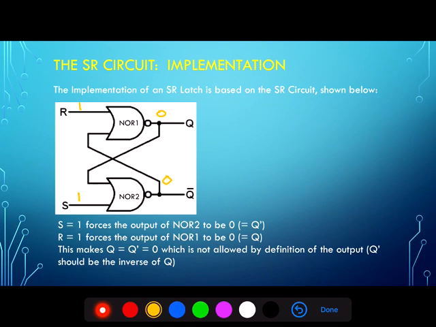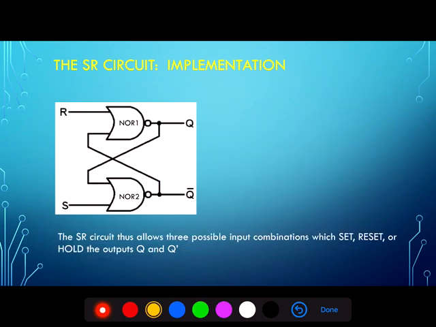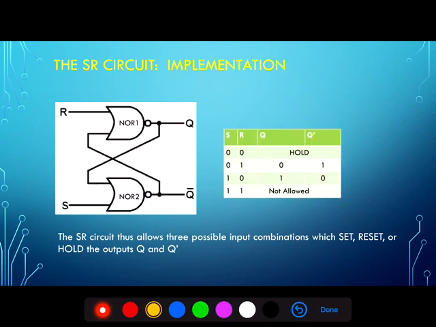It's something we want to avoid, to not violate the design intent of this SR latch. So that's where our not allowed condition comes from. And we would design the circuit such that set and reset are never 1 at the same time. So we've looked at all the possible combinations of the SR circuit and discovered that we have 3 possible conditions and 1 not allowed condition. We have a set condition, a reset condition, and a hold condition. And that's what makes up the SR circuit.